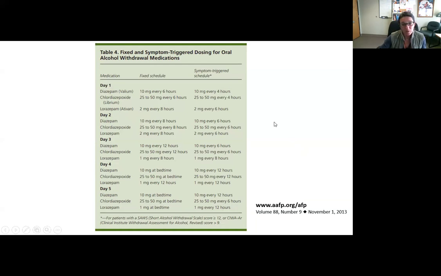The caveat that we give people is that if they were to drink or feel sedated when it's time to take that next dose, they would not take the dose. We don't want them to be oversedated or combine it with alcohol.